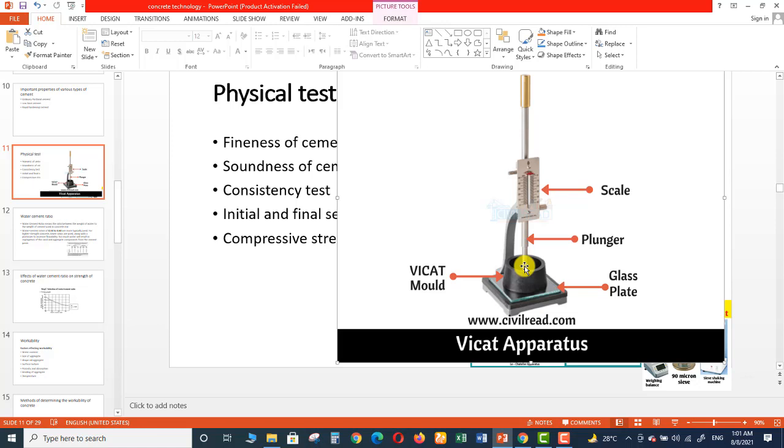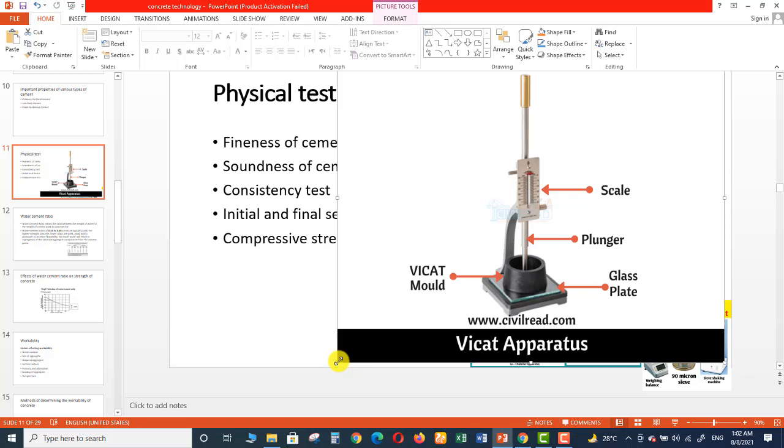Actually, there is no need to remember the process or all the procedure of the experiment. We just need to remember the device which we are using to find the consistency of cement, or initial and final setting time of cement. That is called Vicat apparatus, and these are different components. So for setting time also we use this apparatus.